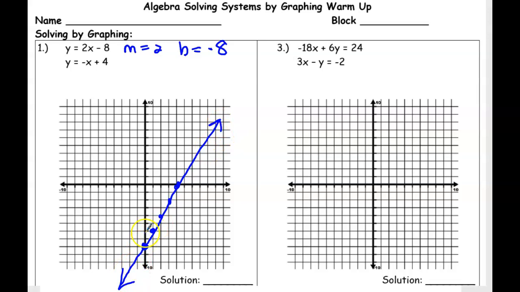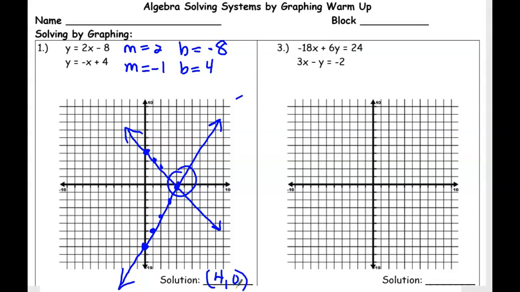Okay, now the second one, my slope is going to be -1, and my y-intercept is 4. So I start at 4, and then I start going down 1. I'm interested in the point where the two lines intersect, which is right here, and that would be at 4, 0. So I can take that solution, 4, 0, and plug it into both equations to do my check step.